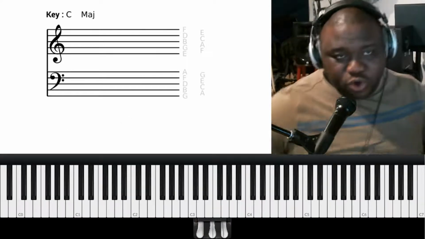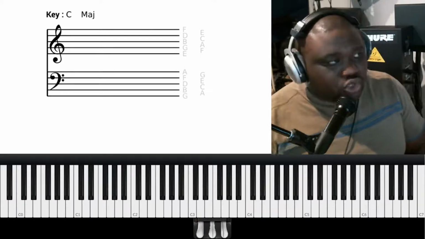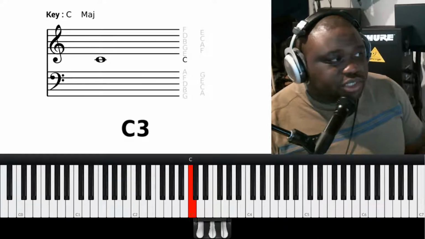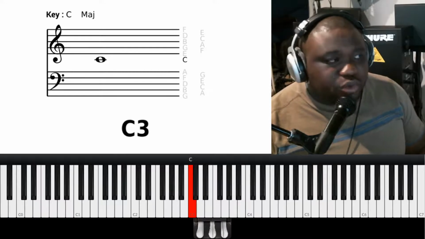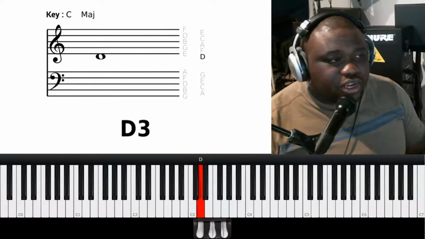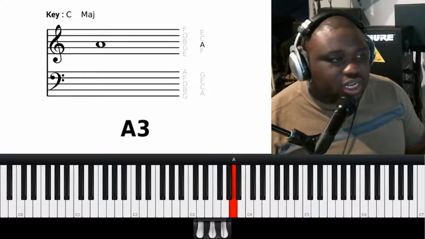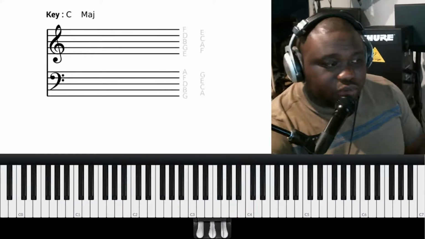So we were talking about knowing the scale, right? So here's C, example C. In example C, we know we have do, re, mi, fa, sol, la, ti, do. Okay, we know we have that.